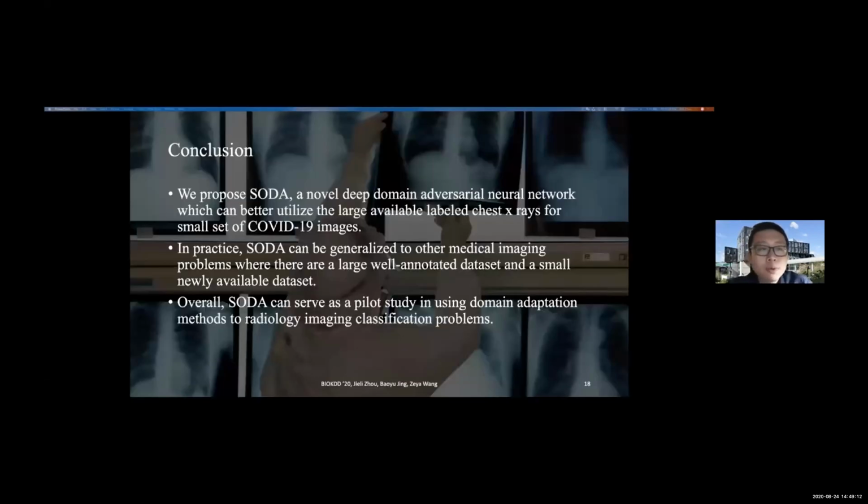In conclusion, in this project, we propose SODA, a novel deep domain adversarial neural network, which can better utilize the large available labeled chest X-rays for a small set of COVID-19 images. In practice, we believe SODA can be generalized to other medical imaging problems where there are large, well-annotated datasets and smaller, newly available datasets. Overall, SODA can serve as a pilot study in using domain adaptation methods for radiology imaging classification problems. Thank you.